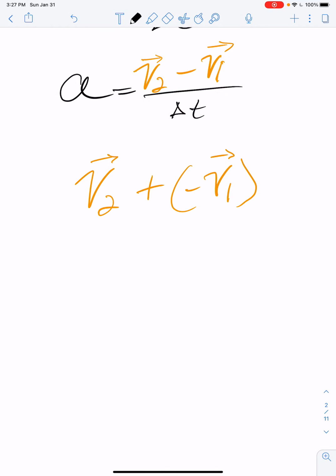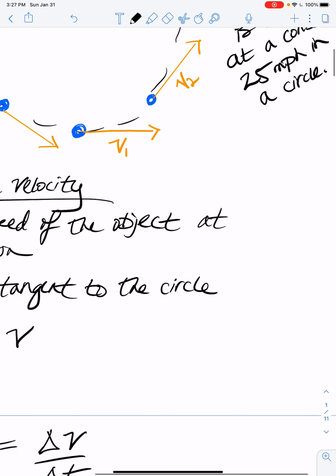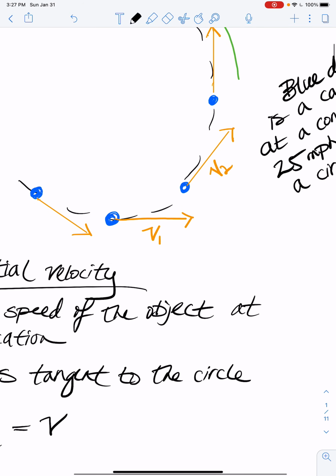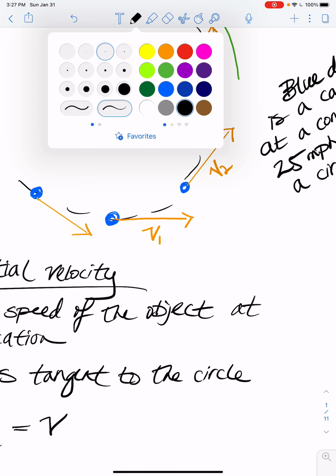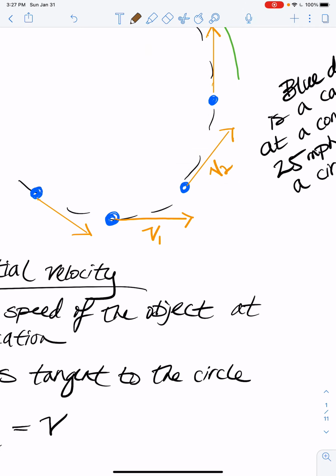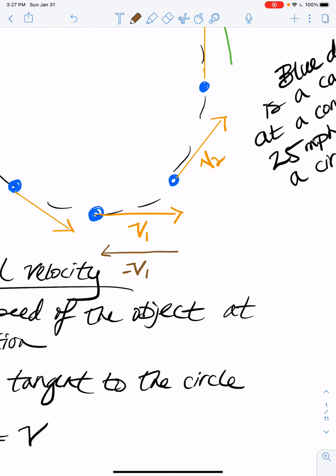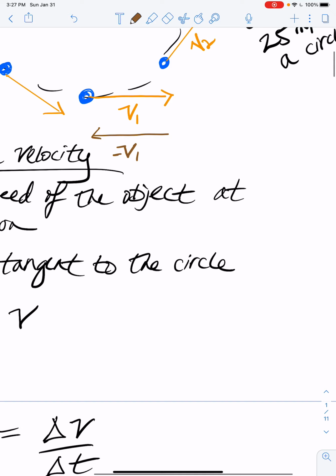So if I can just find negative V1, I could understand this acceleration a little bit better, which we think is constant. So if we go back up to the circle, we can see that we're doing V2 minus V1. And so if V1 points to the right, then negative V1, right? Let me draw this in another color. Negative V1 would point like that brown vector right there. So all I got to do is add that to V2, right?